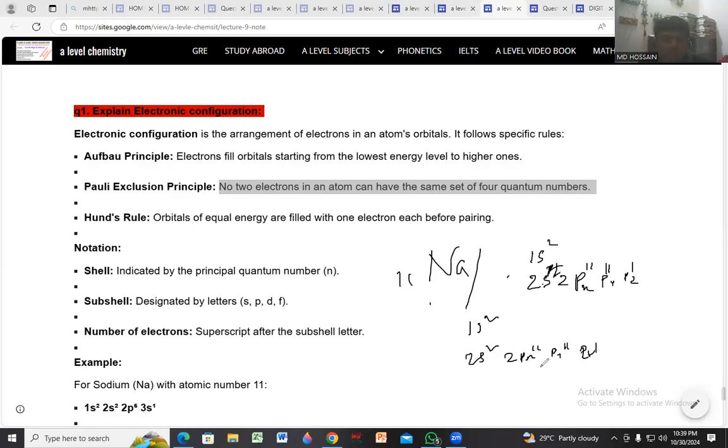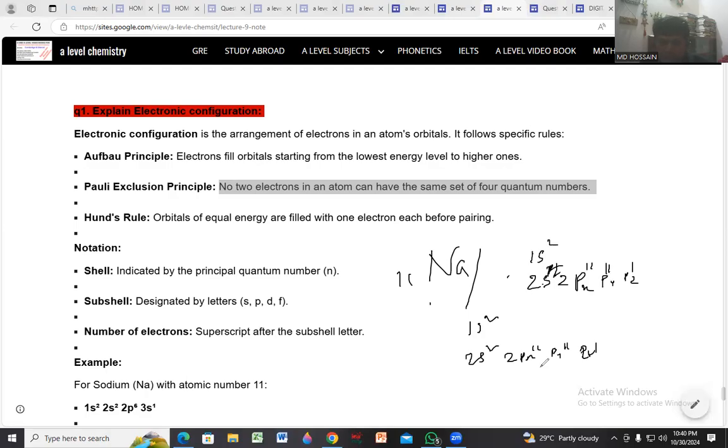I hope you have understood how Hund's rule distributes electrons. It has another name, which is Hund's rule of maximum multiplicity. As per our syllabus, the Aufbau principle and Hund's rule are mostly important for the final exam. So you should focus on these for learning the electronic configuration.